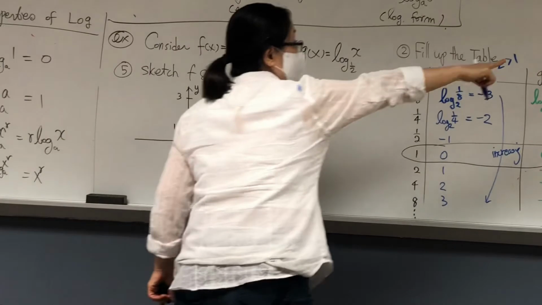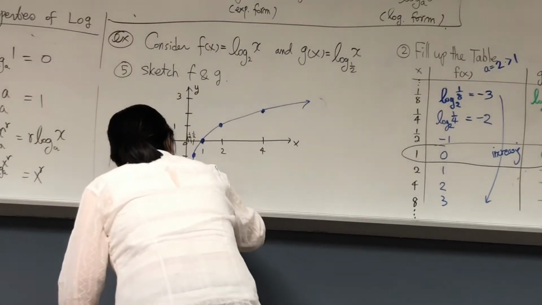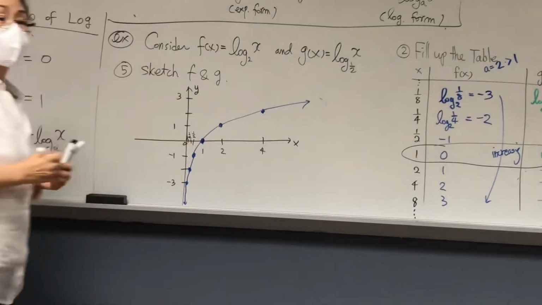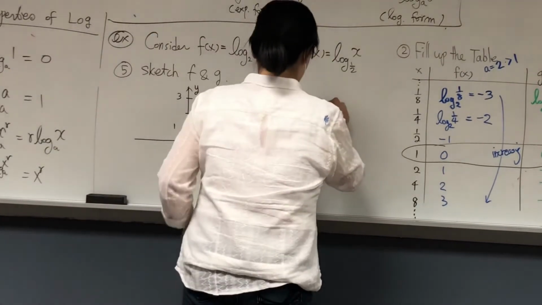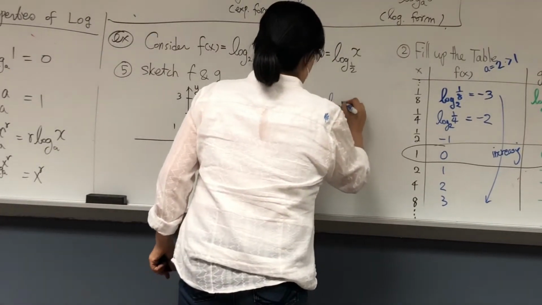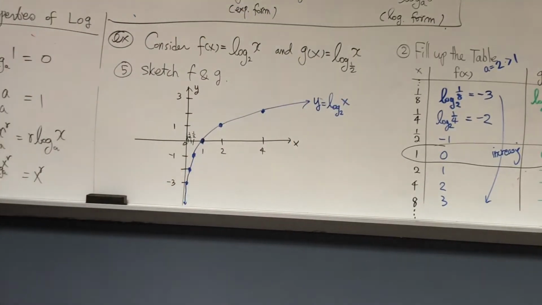Keep going up by the number 3. Keep going down by the number 3. So this is the graph of what? Am I right? Yes.